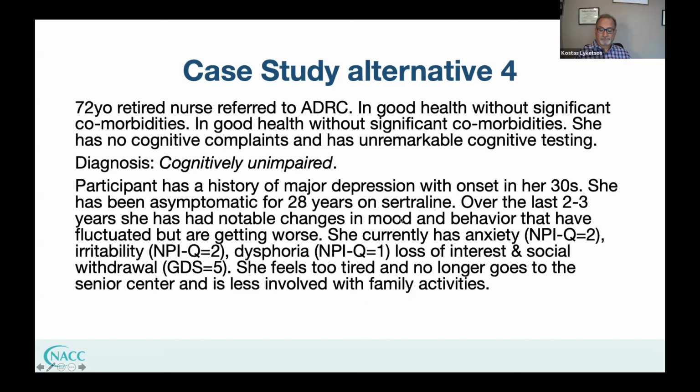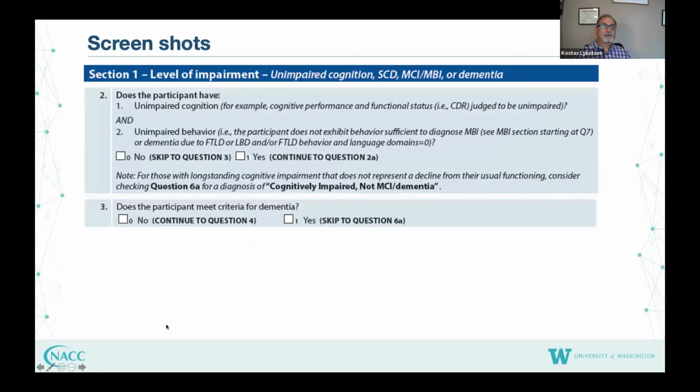So what do we say about this person? Does she have unimpaired cognition? She's cognitively unimpaired. The answer to this question is, she has unimpaired cognition, but she does not have unimpaired behavior because she's currently symptomatic. So at the beginning of D1A, you will record no to this question, even though she doesn't have MCI and she doesn't have dementia.